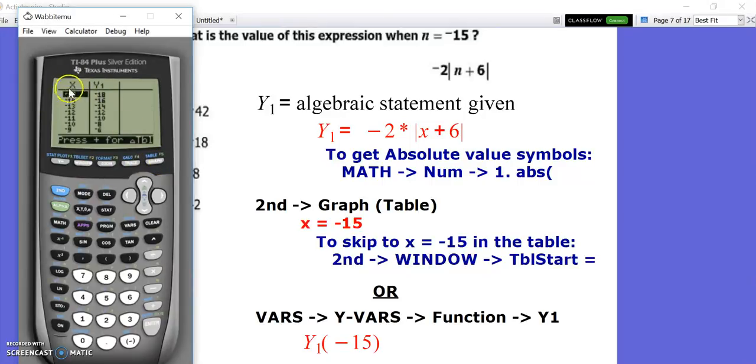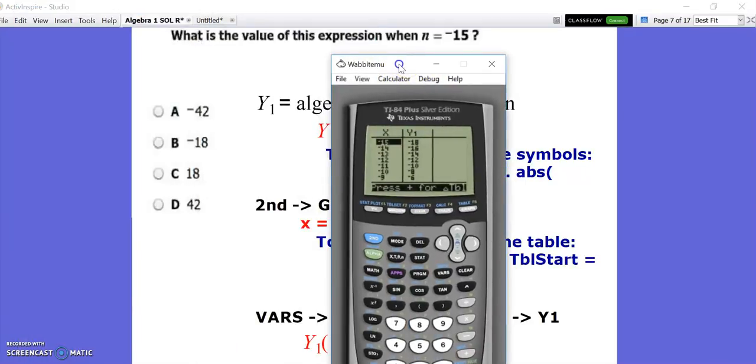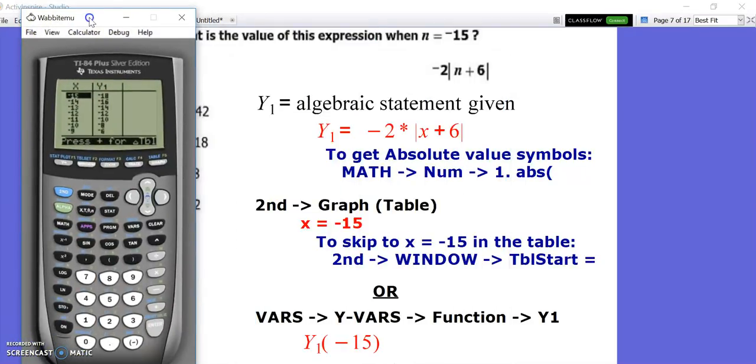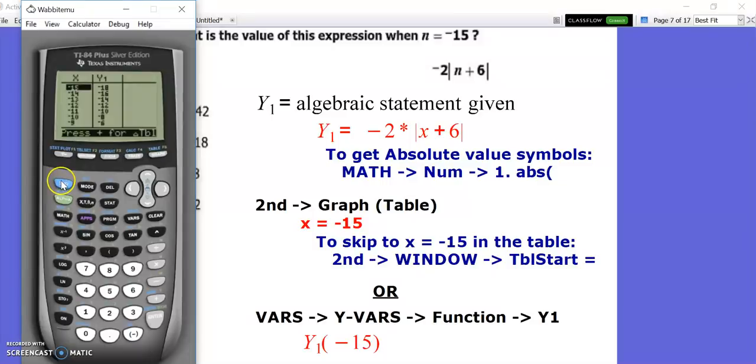And it says when you input negative 15, it should output negative 18. And that's exactly what we said we should get here. And then we said that that was answer choice B. The other way you could do it, instead of going to the table, and that's what I have written down here, is the other way.